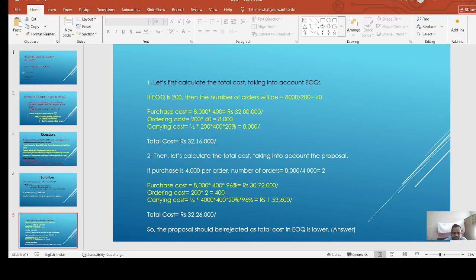So what should the company do? Obviously the proposal should be rejected, as the total cost in EOQ is lower.